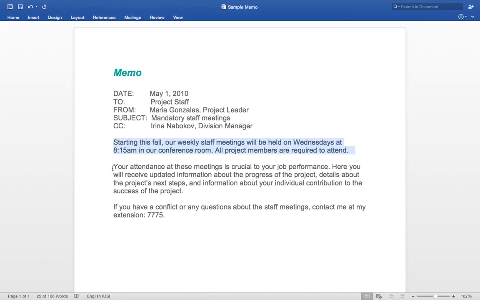And you see similar action happening in the closing of this memo. This memo closes by inviting you, the project staff member, to contact the author, Maria Gonzalez, your project leader, if you have a conflict with these meetings or if you have any questions about them. And so it tells you that very directly. If you have a conflict or any questions about the staff meetings, contact me at my extension. And she gives her extension here. It provides you with the information that you need, but nothing extra.